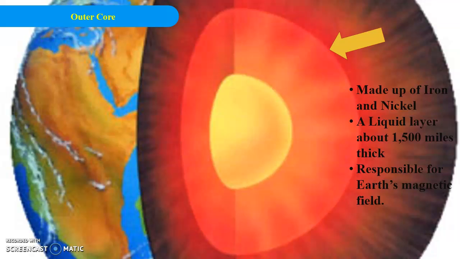Next, we have the outer core. The center of the Earth is made up of 2 layers, the outer core and the inner core. The outer core is the third layer of the Earth. It is the only liquid layer and is mainly made of metal ions and nickel, as well as other small substances. The outer core is responsible for Earth's magnetic field.